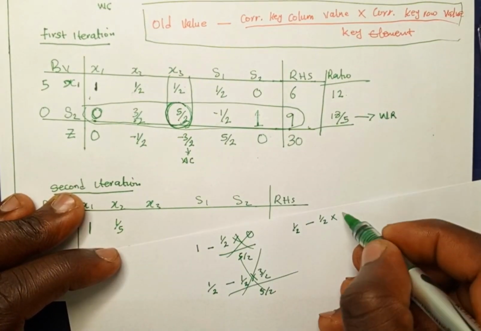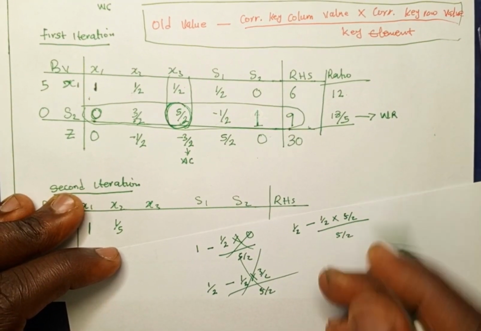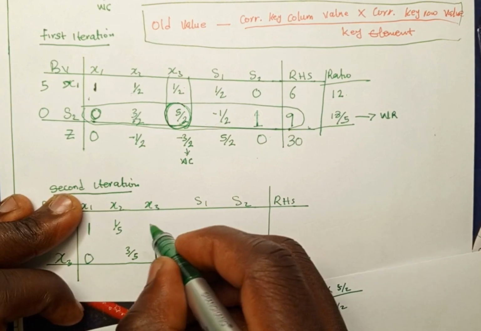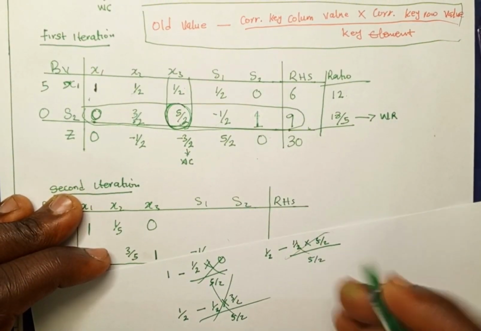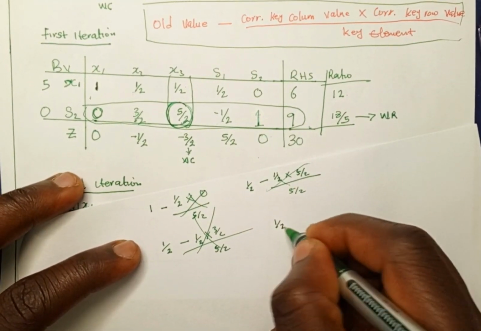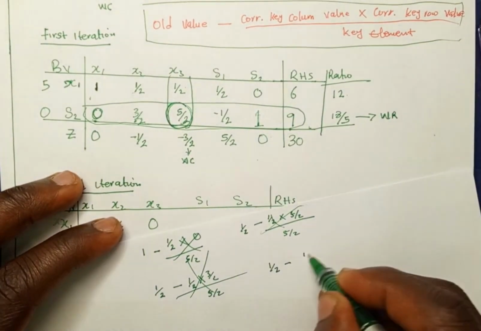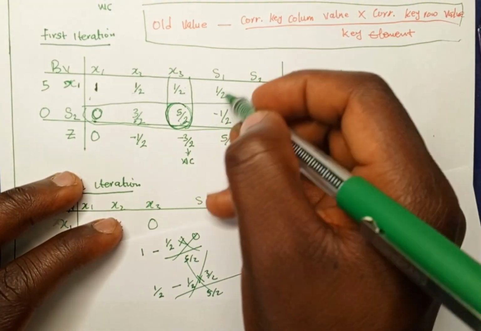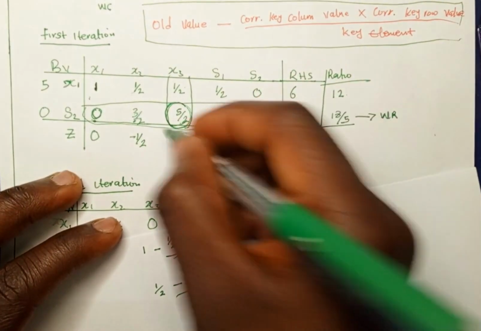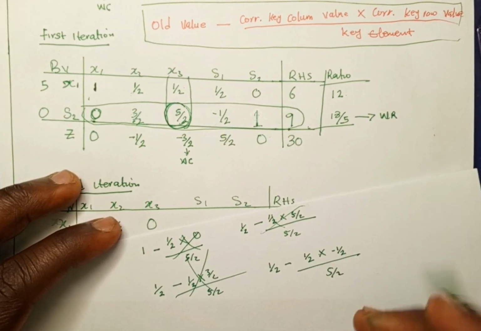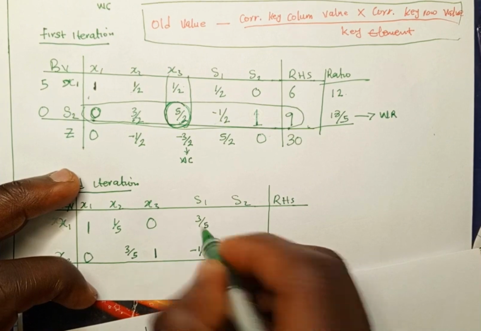This gives our corresponding key row value here, 5/2 divided by the key element 5/2. So when you perform this operation, we are going to have 0 here. The next is S1. On S1, the old value there is 1/2 minus the corresponding key column value, 1/2, multiplied by the corresponding key row value, -1/2, then divided by the key element, which is 5/2. When you perform the operation, we're going to have positive 3/5.